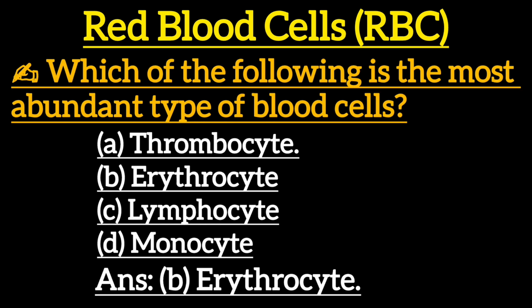Next one is, which of the following is the most abundant type of blood cells? Option A thrombocyte, option B erythrocyte, option C lymphocyte, option D monocyte. Correct answer is option B erythrocyte.